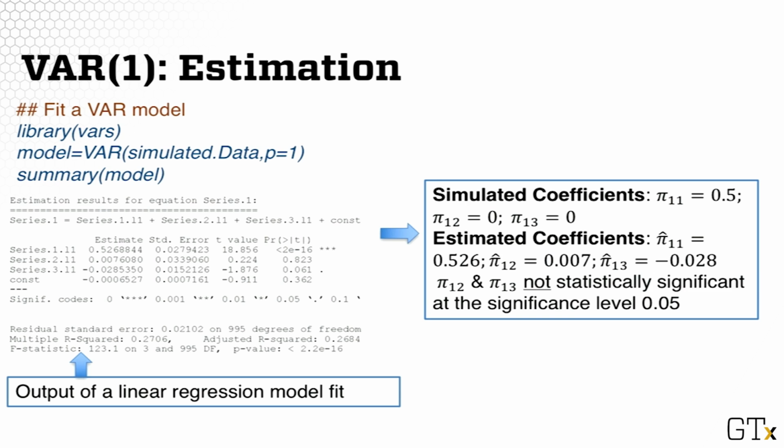For example, to test whether the coefficients corresponding to the lag 1 of time series 2 and time series 3 are not statistically significant, we can look at the p-values for the two coefficients, which are 0.82 and 0.06. Thus, at the significance level 0.05, both coefficients are not statistically significant, thus plausibly 0.